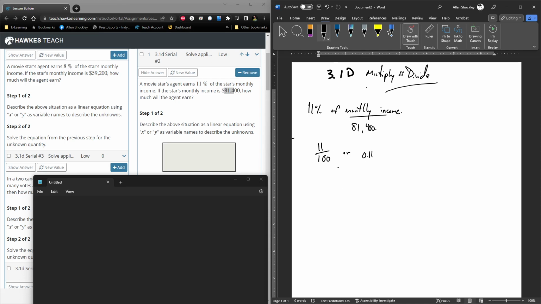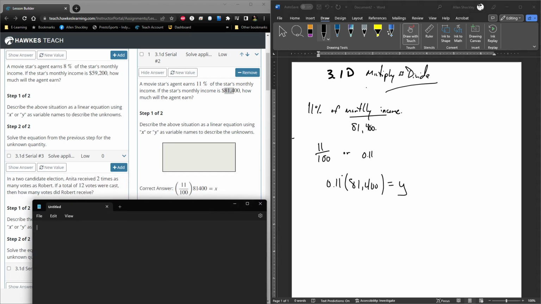And so we can say that "of" is just a really fancy way to say multiply. So if I take 11% of my monthly income, I'm taking 11 over 100, or 0.11, times my monthly income, which is this 81,400. And that's going to equal an unknown, because we don't know how much we're going to spend. Cool. And so these two things mean the exact same thing.